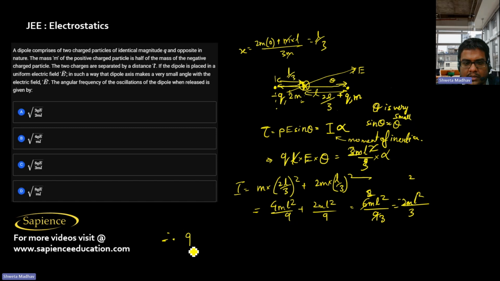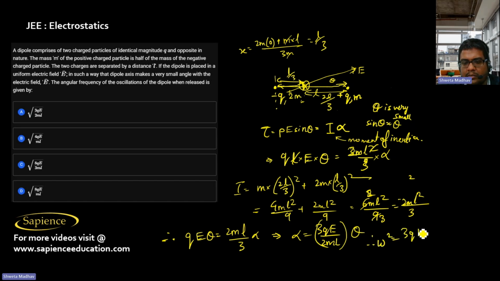So therefore, we can say QE theta is equal to 2ml square by 3 into alpha. Therefore alpha will be equal to 3QE by 2ml into theta. So omega square is equal to 3QE by 2ml. Therefore omega will be square root of 3QE by 2ml. So option A is the correct answer. It is the required angular frequency of oscillations of this type of field.